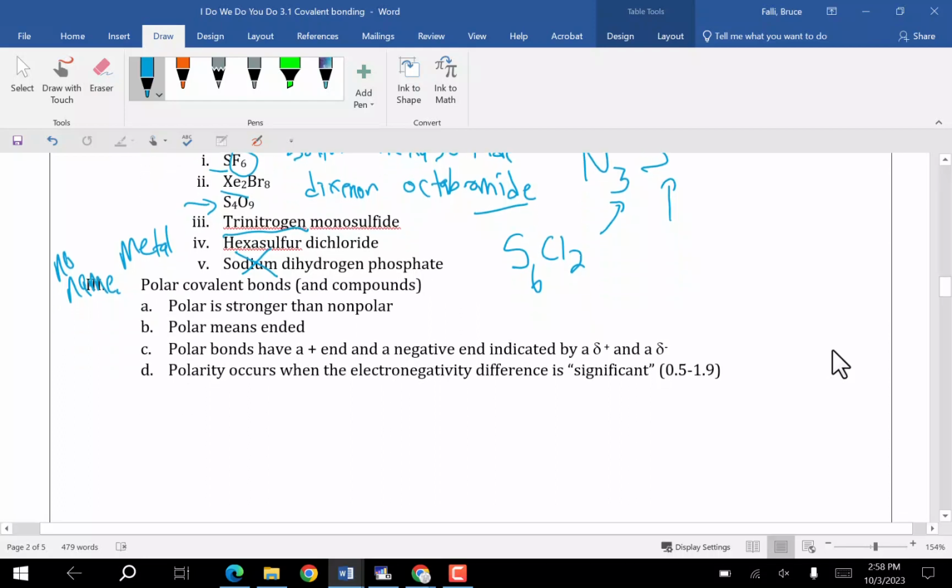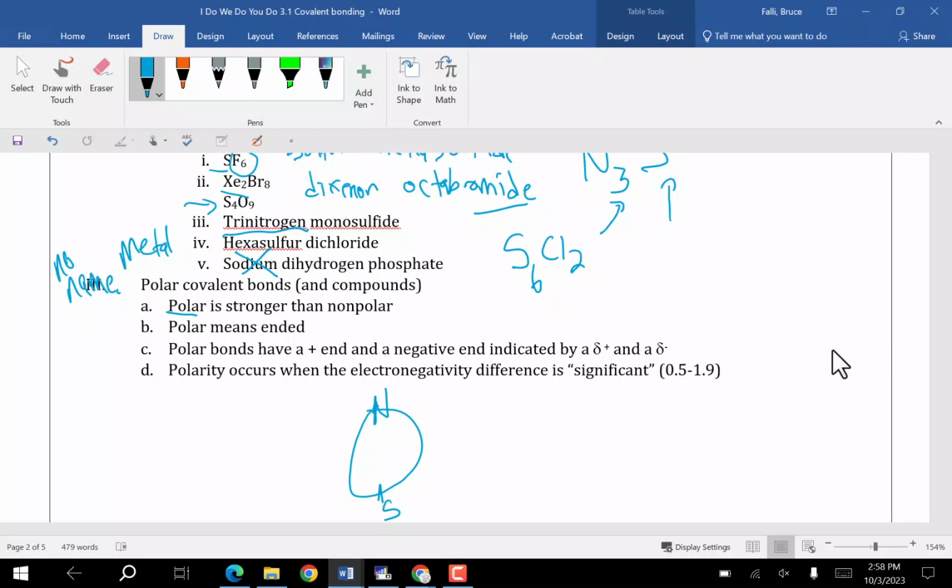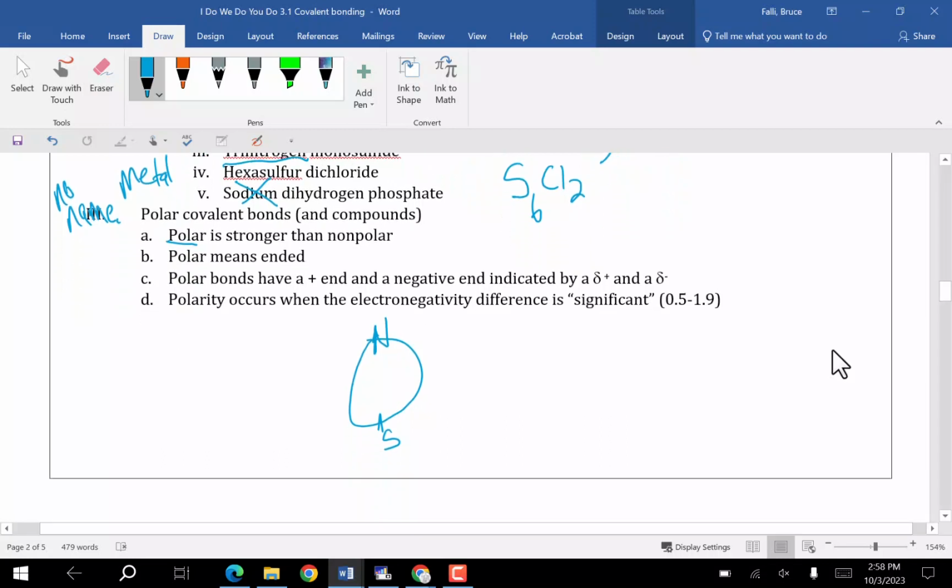All right, polar covalent bonds and polar compounds. Polar is stronger than nonpolar. So if I have a polar bond, I'm comparing to a nonpolar bond, polar bear wins. Polar bears are the strongest bears. I don't know if that's true, but we'll go with that. Polar means ended. North Pole, hey, here's the globe. North Pole, that's north. South Pole, that's south. That's an end.